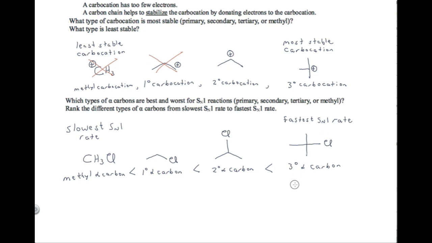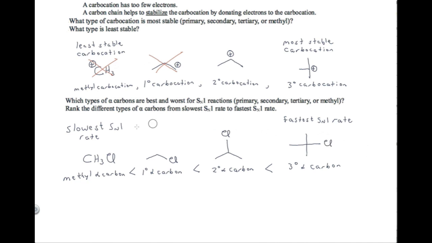So now we've accomplished our goal. Remember, our goal was to rank the alpha carbons from worst to best for SN1. So now we've seen which type of alpha carbon is best and which type is worst for an SN1 reaction. We can say that the tertiary is best because when the leaving group leaves, it will leave the most stable carbocation behind.